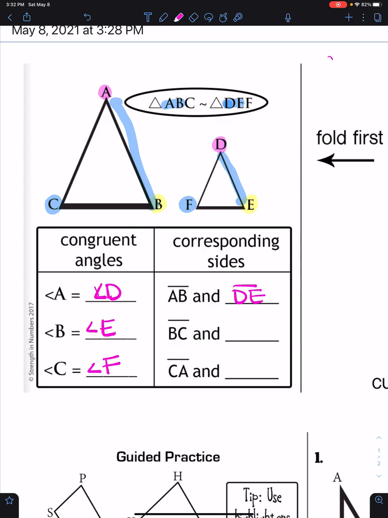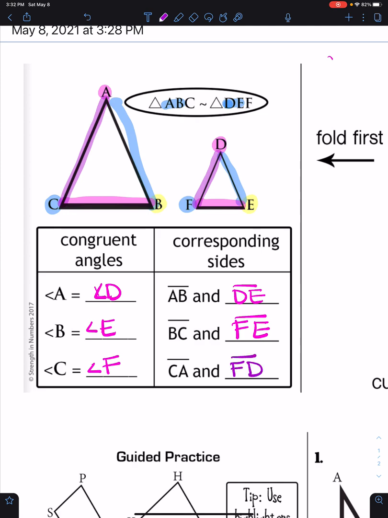All right, then we have BC, which is right here, and that side corresponds with EF, and you can look up in the name of the triangles to see that those letters are in the same place in the name. And finally, we have that side AC or CA. It doesn't matter which order you put those letters in when you name a line segment, you can say CA or AC. But it corresponds with side FD or DF.